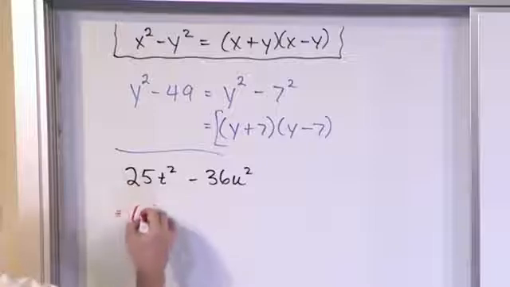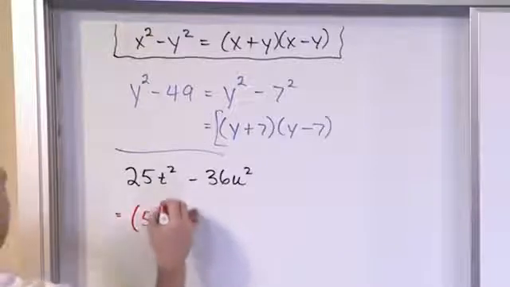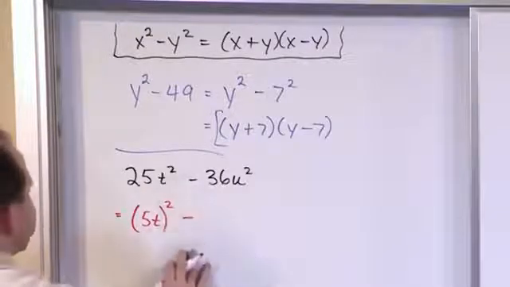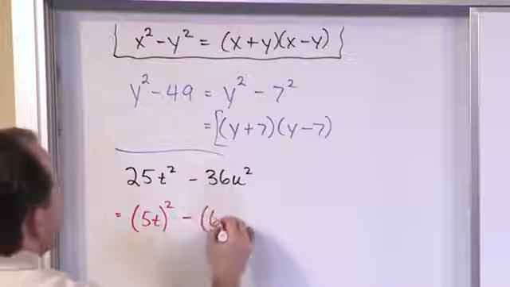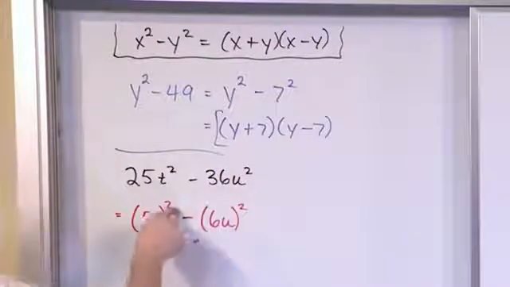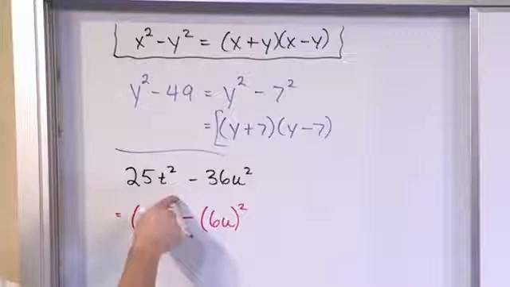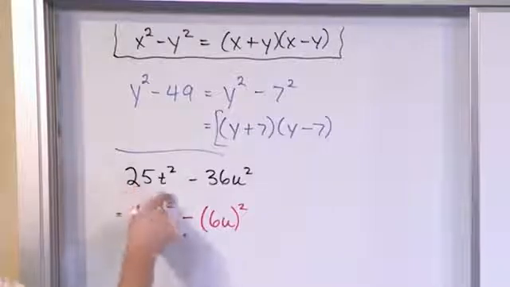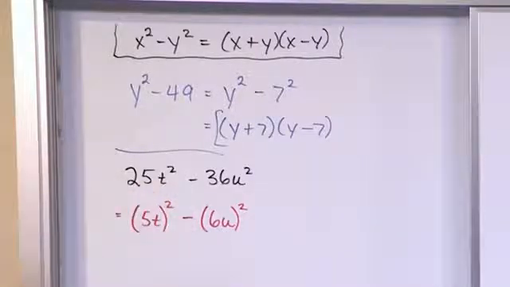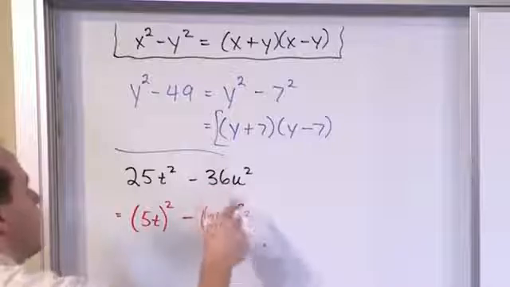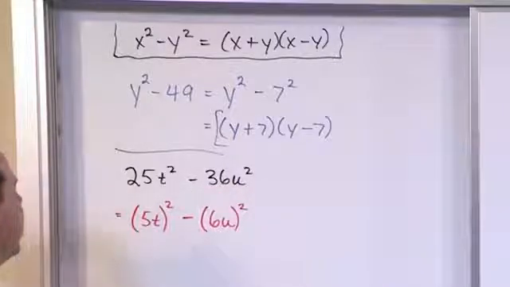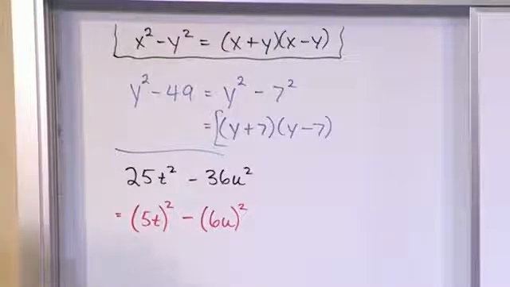I could easily write this as (5t) all squared minus (6u) all squared. Because the square applies to everything inside, it goes to the 5, making 25, and to the t, making t squared. This one goes to the 6, making 36, and to the u. So these two expressions are exactly equivalent to one another.